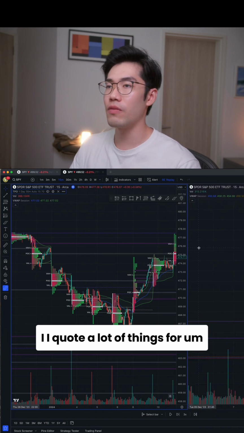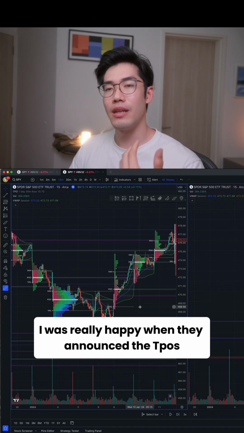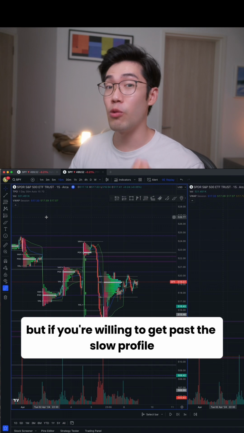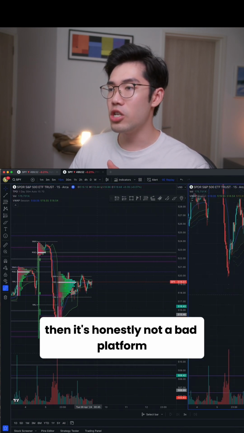I code a lot of things for TradingView, and so I was really happy when they announced the TPOs, because that's the one thing that was missing. But if you're willing to get past this slow profile merge, and hopefully they make it better in the future, then it's honestly not a bad platform.